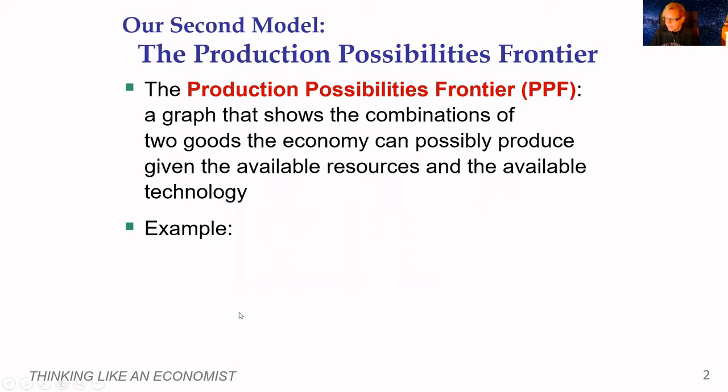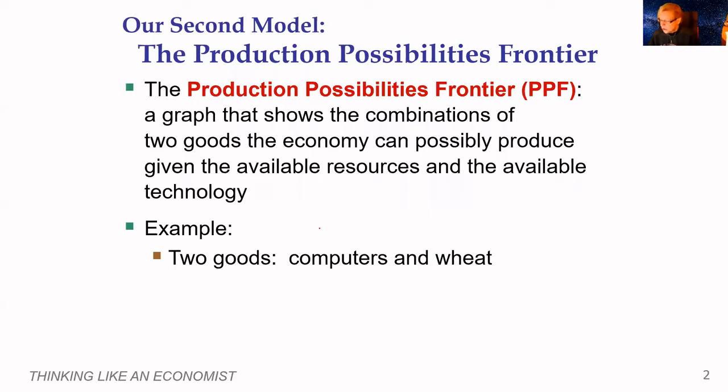So here's our example. We have two goods, computers and wheat. At this point, you should be able to answer: what's the opportunity cost of a computer? Right now, it's wheat. What's the opportunity cost of wheat? It's computers. But we want to become much more precise in that answer.